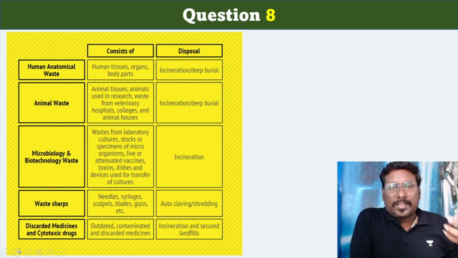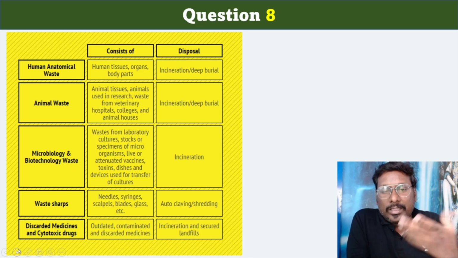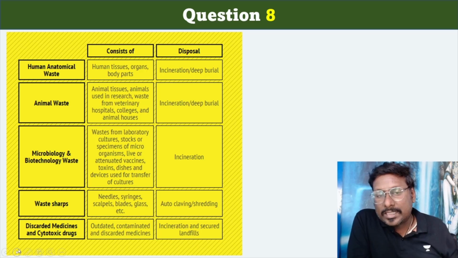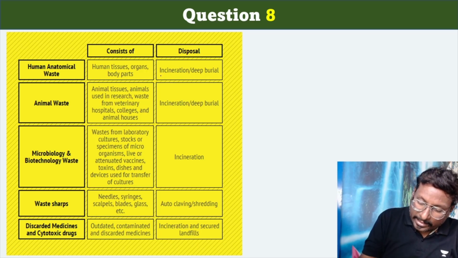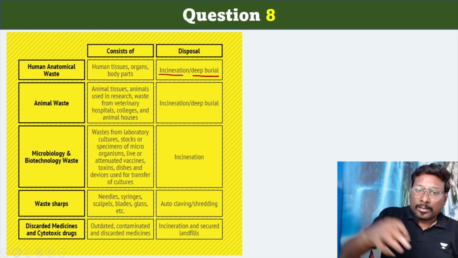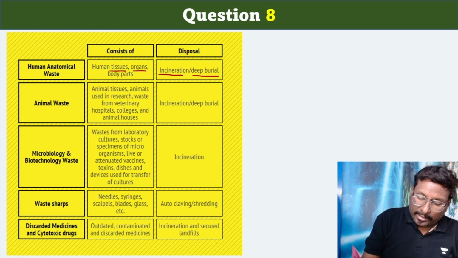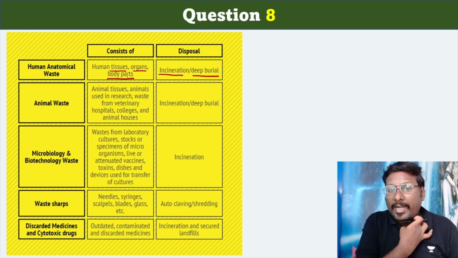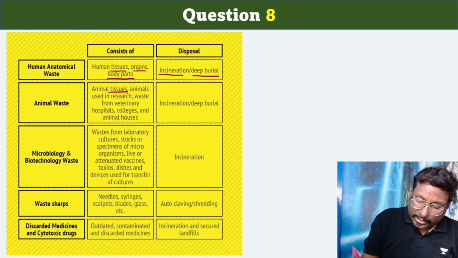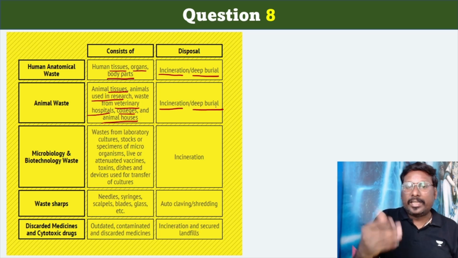See, this is the chart for you. If you are thinking about other aspects, if any other wastes are coming, how to face them, this is the chart. Human anatomical waste is treated by incineration or deep burial, putting it very deep into the soil. Human tissues, organs and body parts. Animal waste, animal tissues, animals used in research, waste from veterinary hospitals, colleges and animal houses. Again incineration, deep burial.